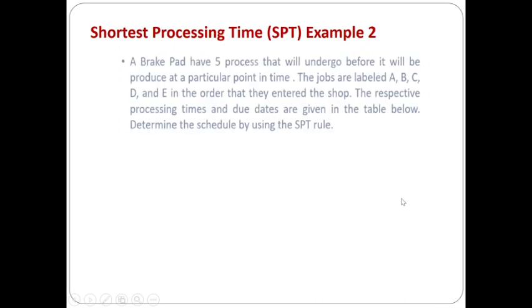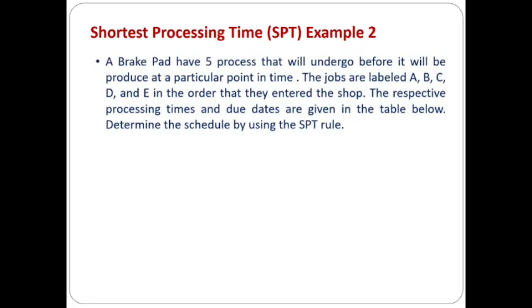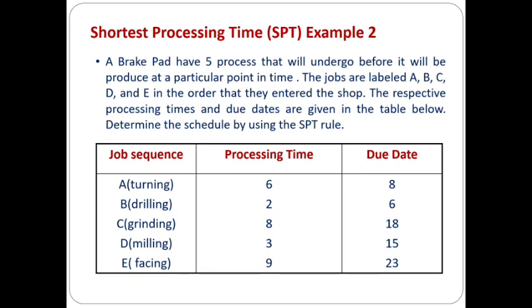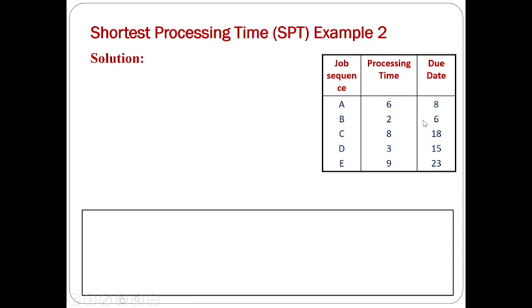Next example is like this. If you want to manufacture a brake pad, it requires 5 different processes and the processing times and due dates are given. We have to determine the optimum schedule by using SPT rule. So this is a given problem. Job sequence, processing time, and due dates are given. So we have to sequence it according to the shortest processing time first.